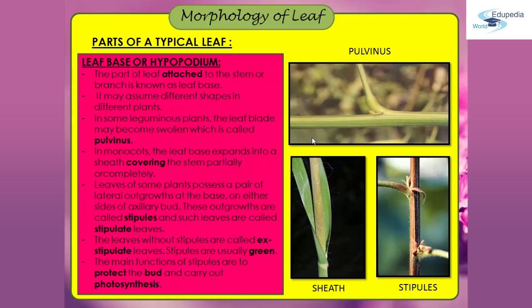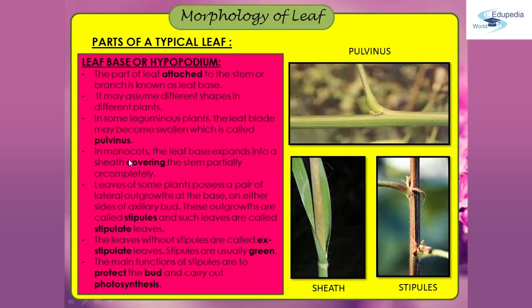So the first one is your leaf base. Leaf base is also known as hypopodium, students. The part of the leaf attached to the stem or branch is known as leaf base. It may assume different shapes in different plants. In some leguminous plants, as I told you, the leaf base may become swollen, which is called pulvinus. See, this is the swollen part, which becomes the pulvinus.